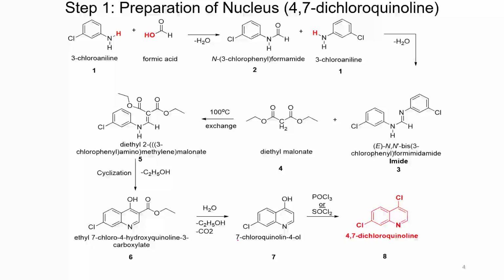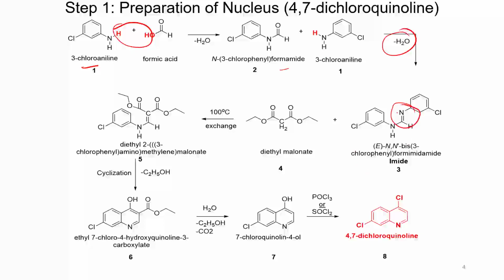The nucleus means 4,7-dichloroquinoline. So what is meant by 4,7-dichloroquinoline? First of all, we will take 3-chloroaniline. When it reacts with formic acid, removal of a water molecule occurs and we get formamide. It further reacts with 3-chloroaniline and after removal of a water molecule we get an imide.